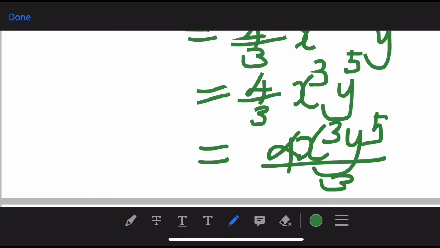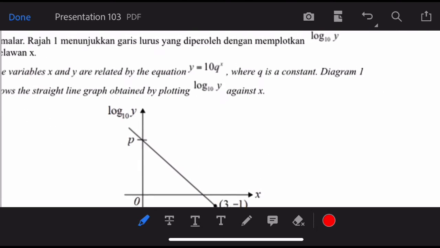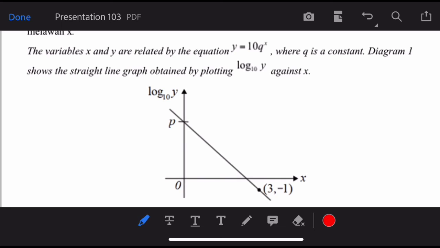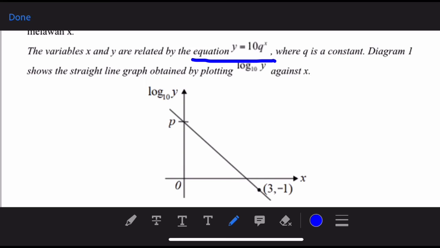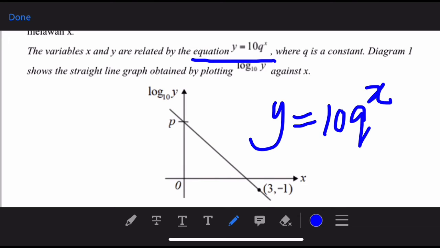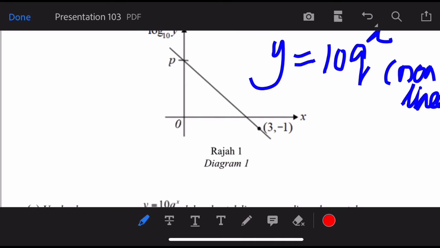Alright, so then we proceed to the next one. So for this one, question number 3, the variables x and y are related by the equation y equals 10 to the power of qx. So this is a non-linear equation, so we need to make it linear by taking log base 10. So let's take log base 10.